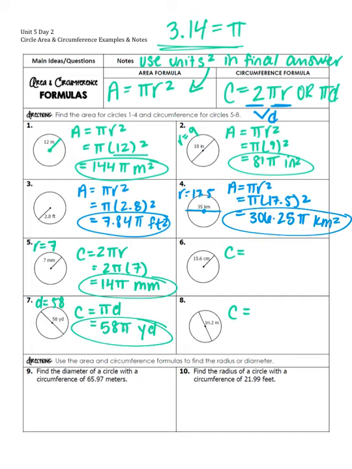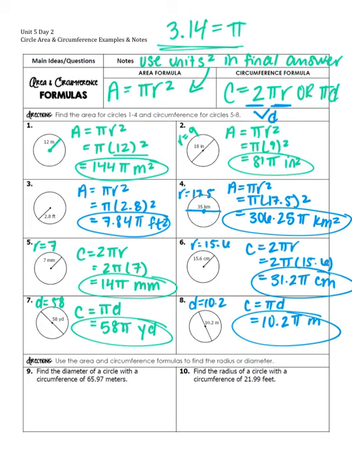Now, granted, some problems you won't be able to leave the answer in terms of pi, or it might ask you to multiply it out. I would advise using the pi button on your calculator, but if worse comes to worst, you could just use 3.14. It's really not that big of a deal. All right, so give the video a pause, try 6 and 8, and then come back and check your answer.